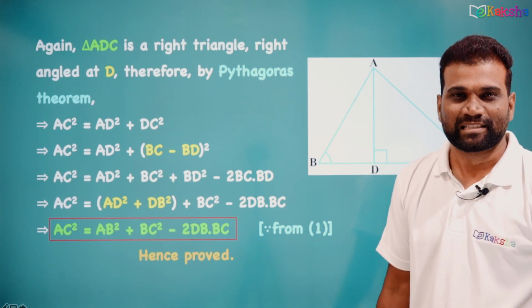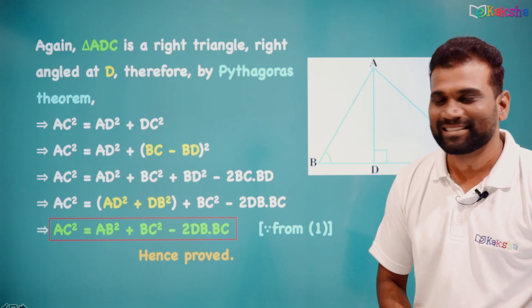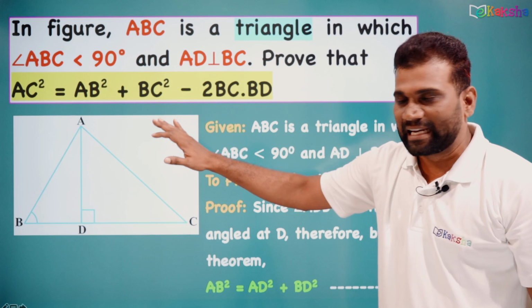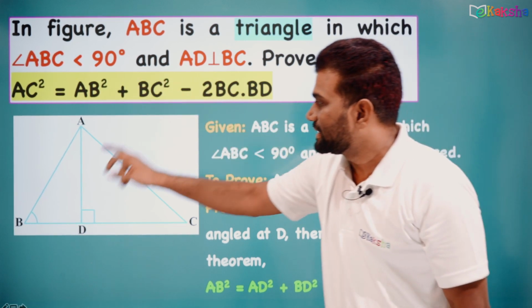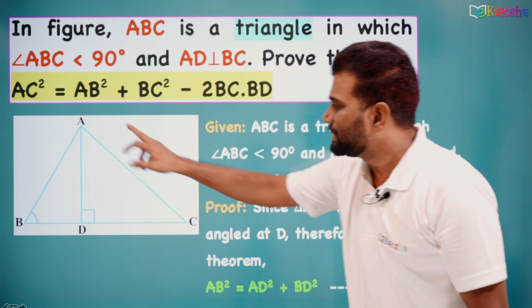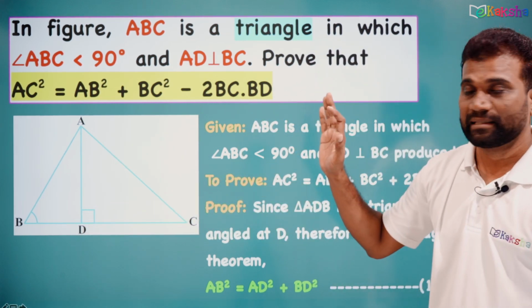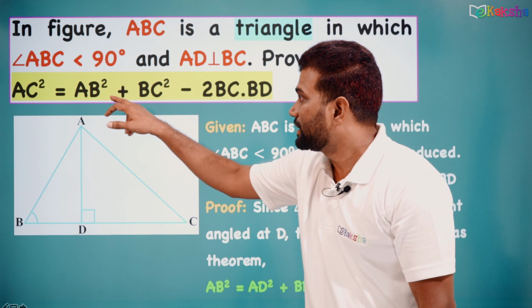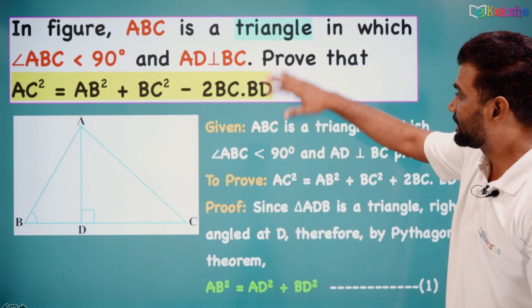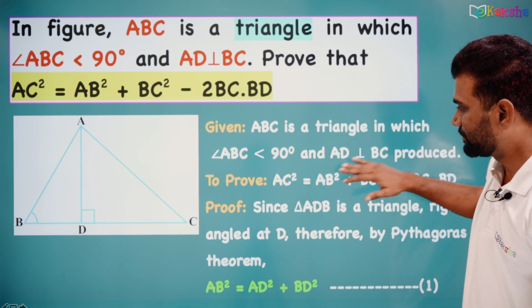Clear? Shall we discuss once again briefly? This is the question. In the figure, ABC is a triangle and angle ABC is less than 90 degrees, meaning acute angle, and AD is perpendicular to BC. We need to prove AC square equals AB square plus BC square minus 2 times BC into BD. For that we have taken the given information as it is. This is what we need to prove.